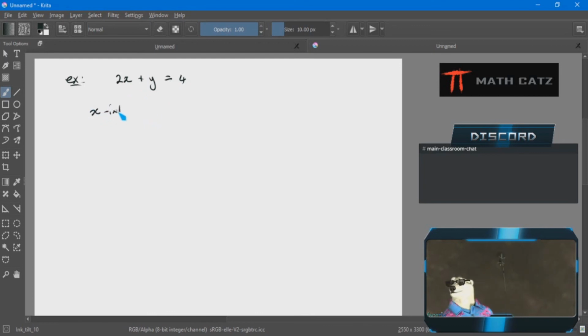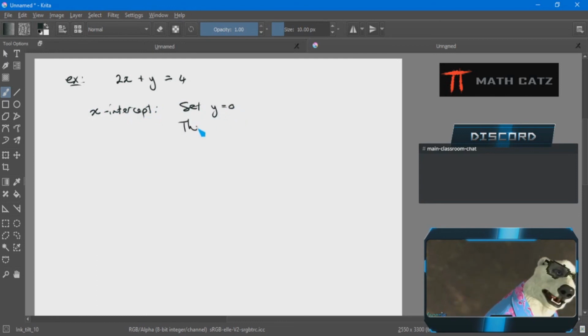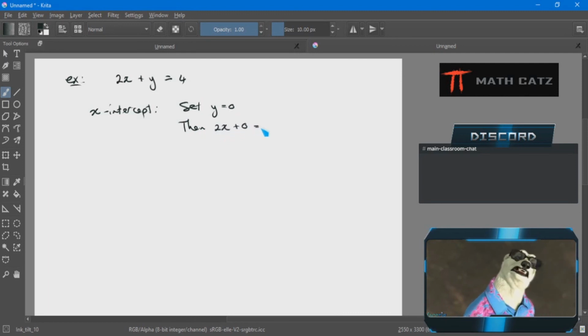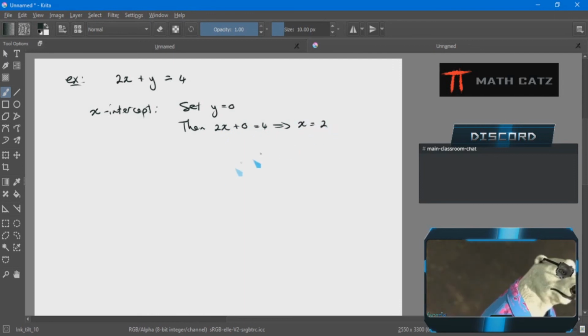X-intercept. I'm going to set y equal to 0. And then I get 2x plus 0 equal to 4. So x is equal to 2. I'm going to leave a little space and start my graph because I have information. I want to put it in on my graph.